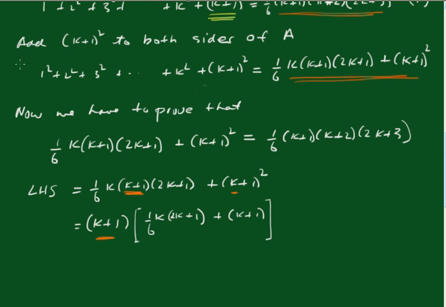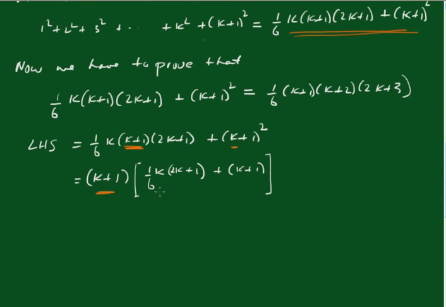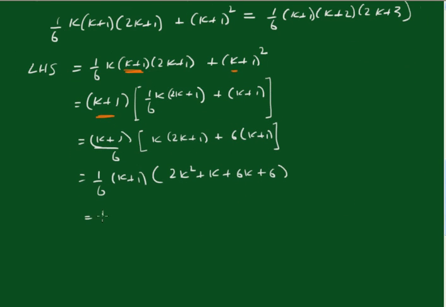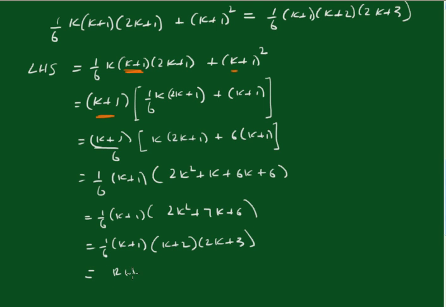Alright, now, tidying this up a little bit. Put this over a common denominator and take it out the front, we get k plus 1 on 6, outside of k into 2k plus 1 plus 6 into k plus 1, which is 1 sixth of k plus 1 times 2k squared plus k plus 6k plus 6. Almost there. 2k squared plus 7k plus 6. Now we factorize this and we're going to get k plus 2 times 2k plus 3. And there we have it. And that is equal to the right hand side of P.